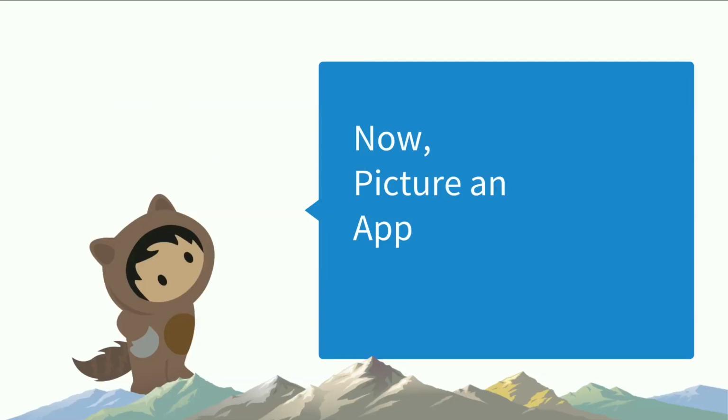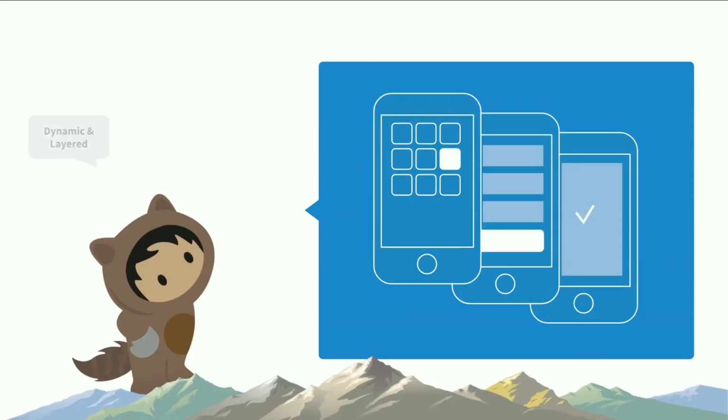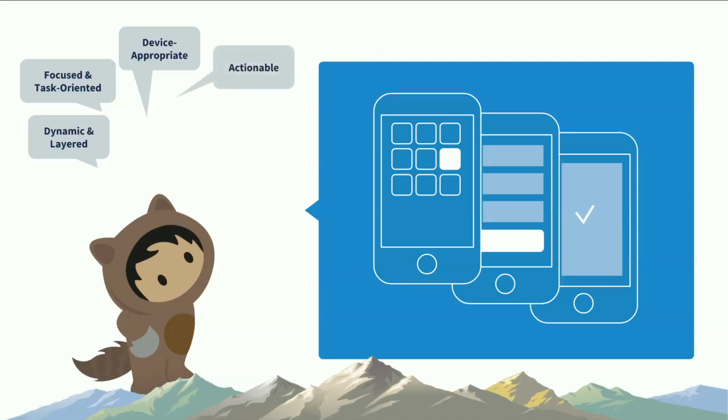What do you think of when we talk about an app? What's the first thing that comes to your mind when you think of the word app? You might think of something like this. Something that's dynamic and layered, focused and task-oriented, device-appropriate, actionable, something that's designed, not authored. When we think of documents, we think of authoring documents. When we think of an application, we think of that application being designed and having a life cycle, something that you expect to be updated regularly and to continue to improve as that app evolves.